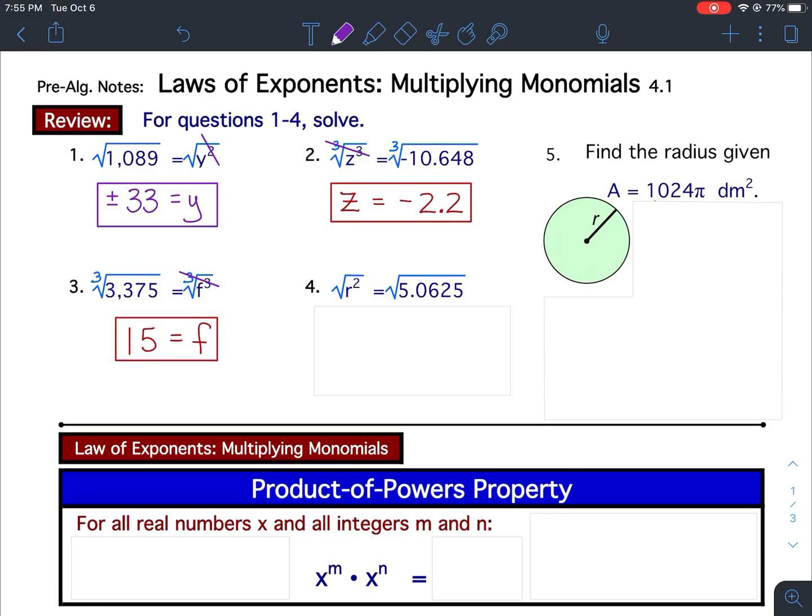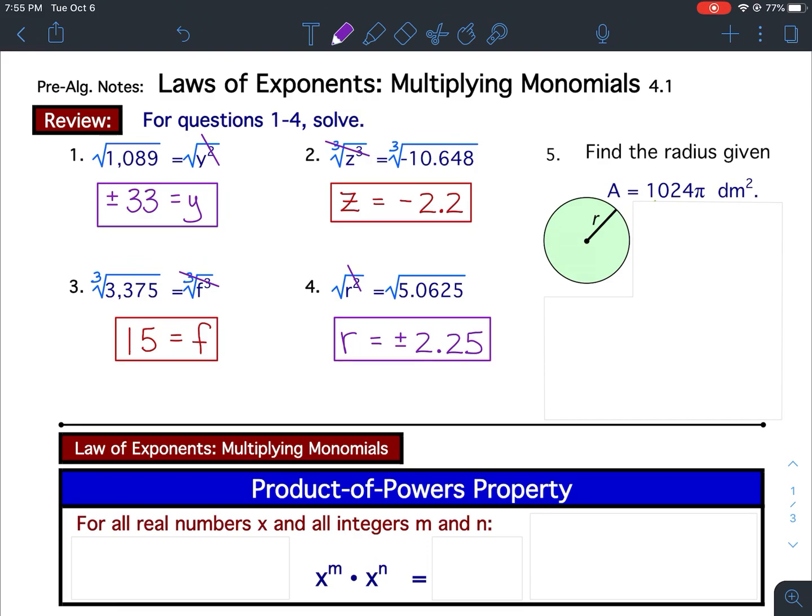Number 4, it was a square, so I took the square root of both sides. I got r equals positive negative 2.25. Again, remember, if it is a square, when you take the square root, you will have both a positive and negative answer.